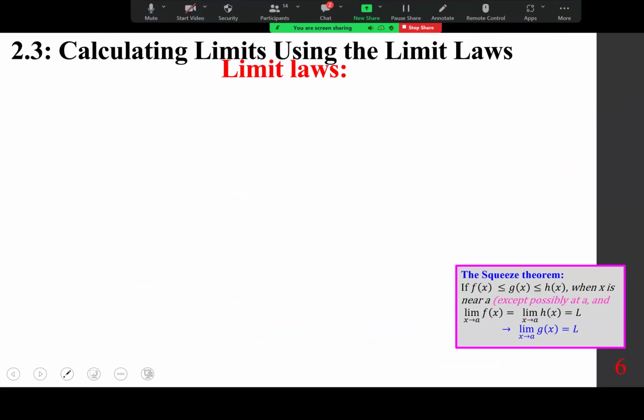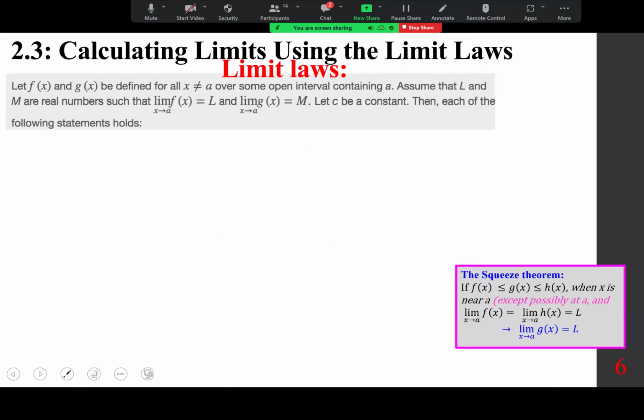All right, let's move on to limit laws. Let f of x and g of x be defined for all x not equal to a over some open interval containing a. Assume that L and M are real numbers such that the limit of f of x as x approaches a is given as L, and the limit of g of x as x approaches a equals M.